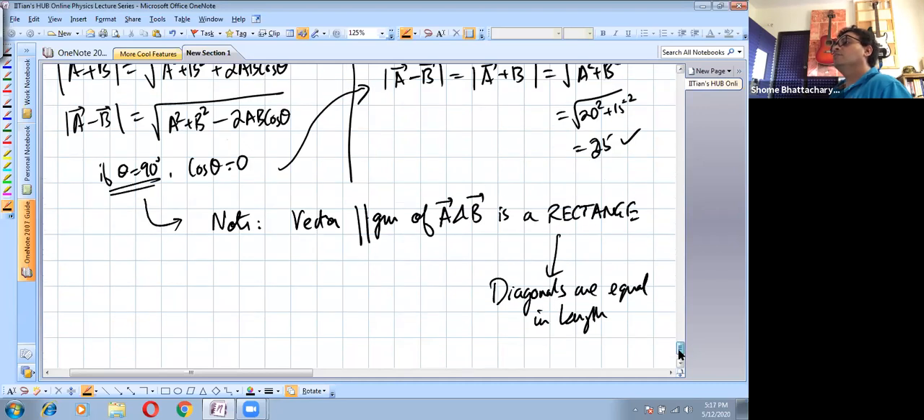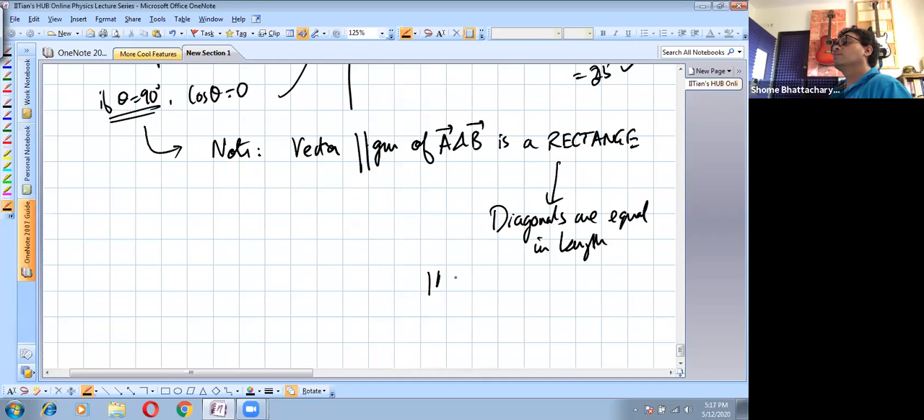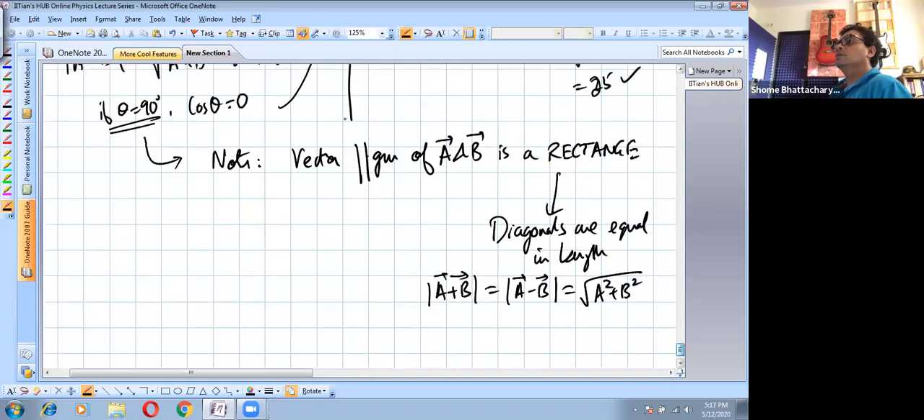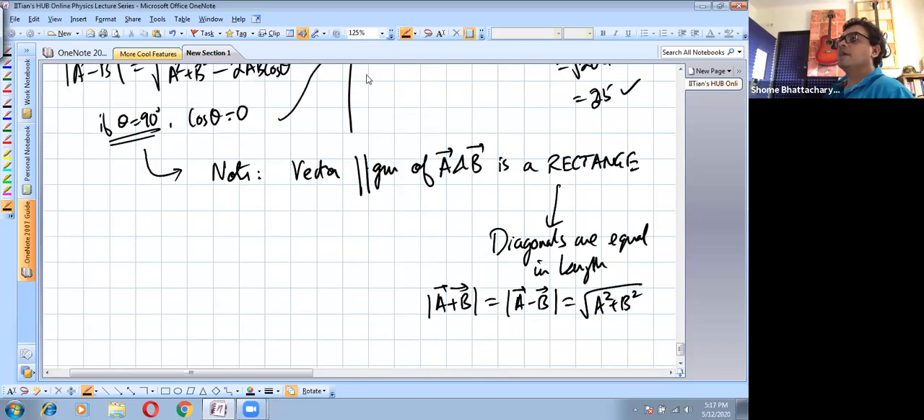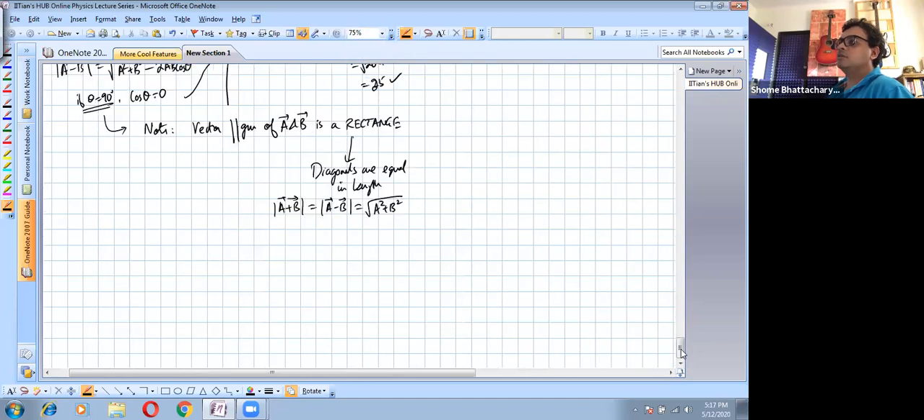Okay. So that is why one diagonal is mod A plus B and the other diagonal is mod A minus B. And the length of that diagonal is just the hypotenuse of a right angle triangle formed by A and B. So actually we should have been mindful of this when we made the diagram only.